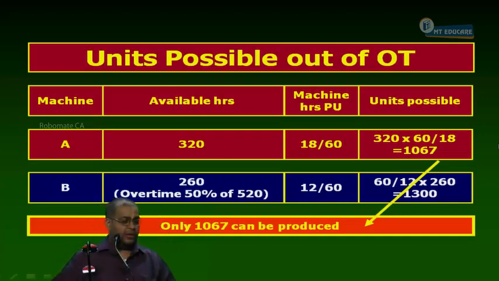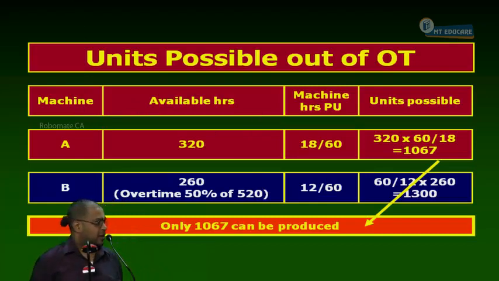Now, copy this next. Write down. Step number 5. Allocation of normal A and overtime B hours. Is that right? Units possible. Out of overtime, just strike it out. Simply write units possible. Underline that. Copy the slide quickly.